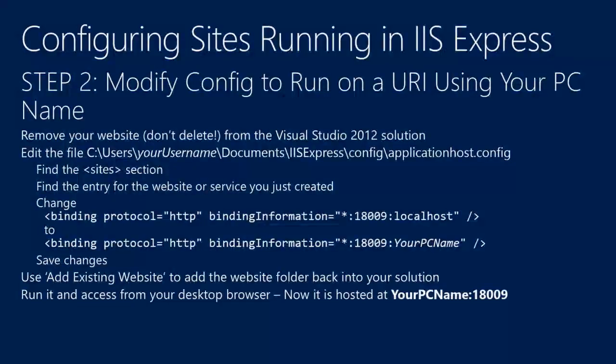And it will have an address, a binding statement like this, where it'll say binding information is port, the random number port that it gave you, and then localhost. And you just need to edit that and replace localhost with your proper host name. And then, well, I've said on this slide, you can remove your website from the solution and add it back in. In actual fact, it's much simpler just to close the solution and reopen it.